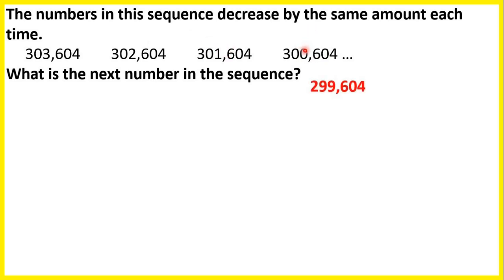So that means the next number will be 299,604. Because it's decreasing by 1,000, that means the hundreds, tens, and ones digits always stay the same. So if we ignore those, we have 303, 302, 301, 300. So next we have 299. And then the 604, of course, always stays the same.